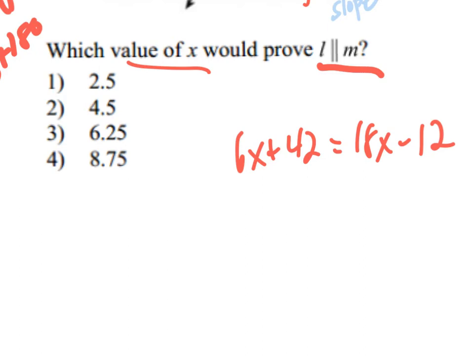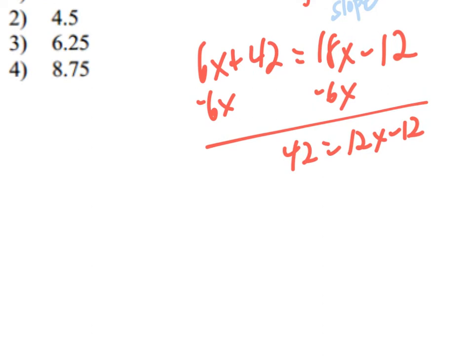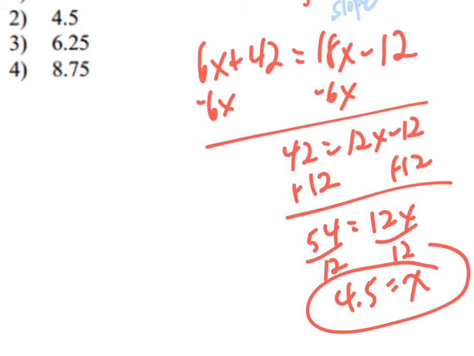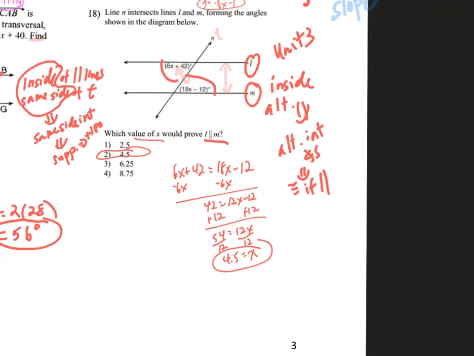Okay, so I'm going to subtract 6x on both sides to get 42 equals 12x minus 12. I'm going to add 12 on both sides to get 54 equals 12x. Then I want to divide by 12 on both sides. When I do that, I have 54 divided by 12, which is 4.5. So x equals 4.5. That looks like answer choice 2. Looks like we're solid.